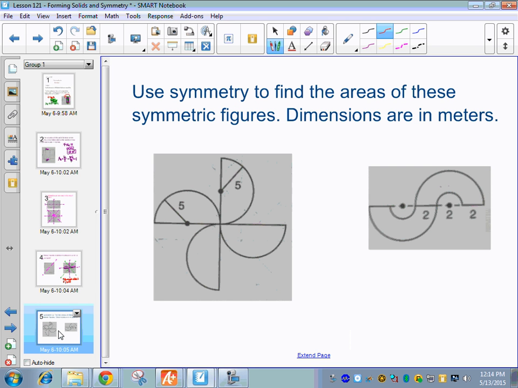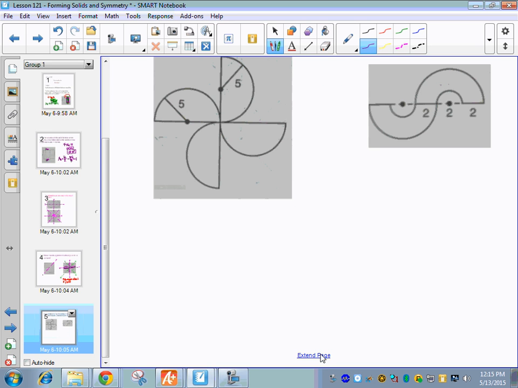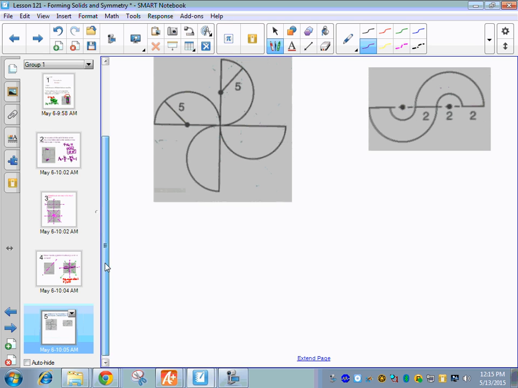All right, use symmetry to find the areas of these symmetric figures. Dimensions are in meters. So basically, we're using the fact that we know we have equal pieces to make it easier on ourselves to find the area. So I actually want to find the area inside each of these half circles. And notice that these are symmetric, right? So I want to find the area of that. How could I do it? Somebody give me a guess.